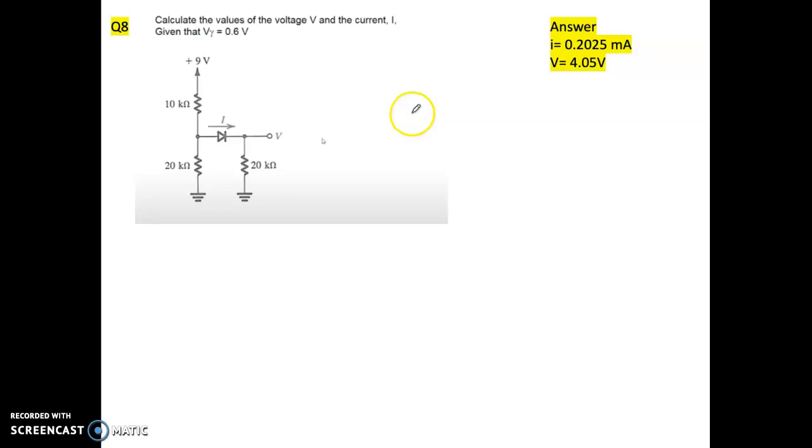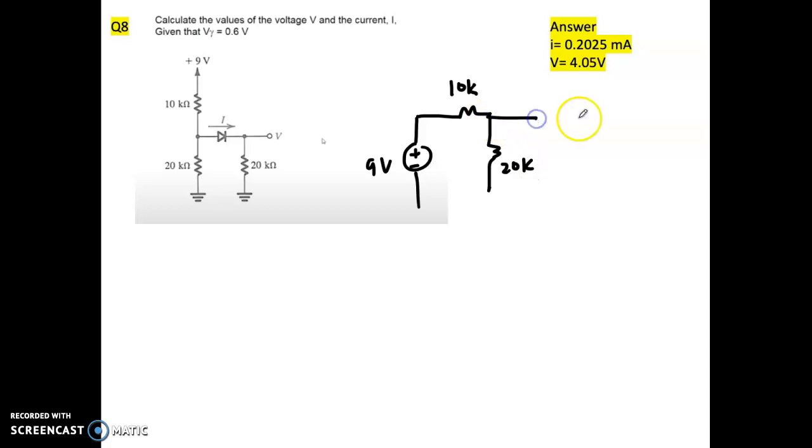Okay, so let's try to solve this question. Again, this question is not a complete circuit. So first of all, you need to complete the circuit. So here will be 9 volt, plus and minus. And then you have a 10K in series with the 9 volt. And then you have here 20K. And then you have a diode. The diode here has Vgamma of 0.6 volt, so just replace it here with 0.6. And then you have here 20K. And this will be your V out.